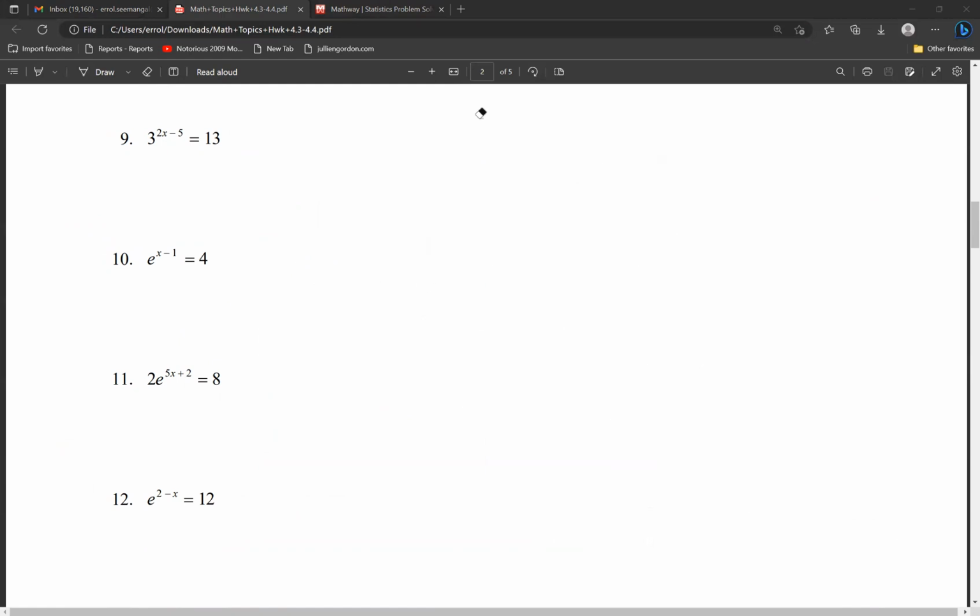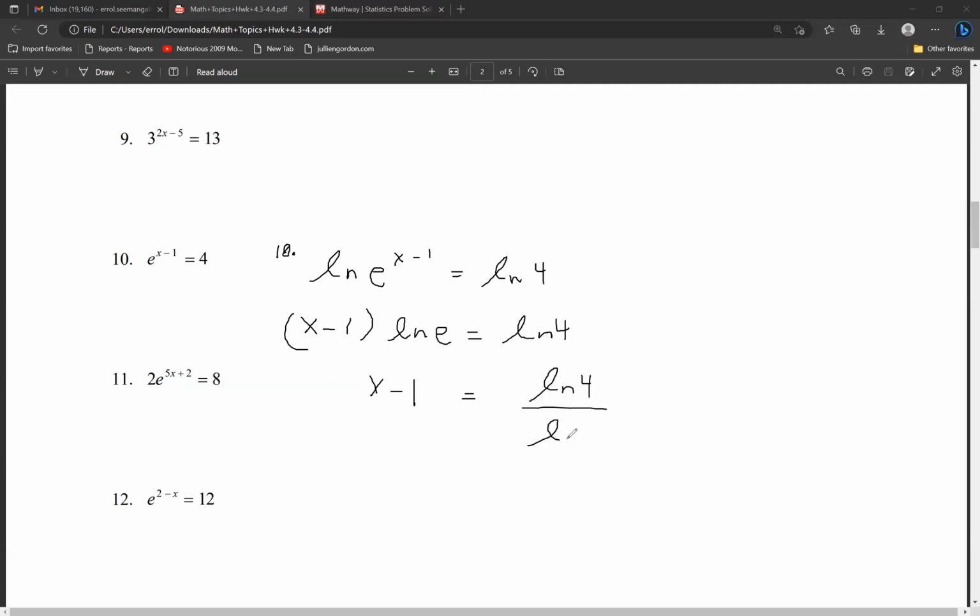All right, so we're on 10 now? Okay, 10, same idea. Take ln on both sides. This is 10 right here. So ln e^(x minus 1) equals ln 4. And then bring down your exponent to the front. So (x minus 1) times ln e equals ln 4. Now we're going to divide both sides by ln e. So x minus 1 equals ln 4 divided by ln e.